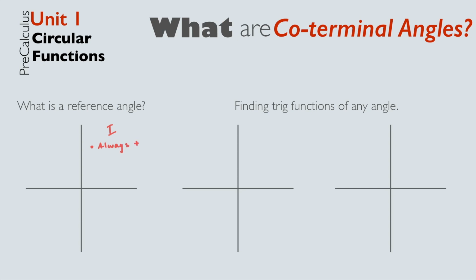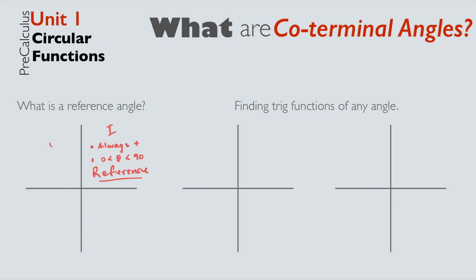Always positive. They are always between 0 and 90 degrees. They will never be 0 and never 90, but they can be anything in between. Now, the majority of the time that we're dealing with these reference angles will always be referring to a 30, 60, 90 or 45, 45, 90. So that's why we call it a reference angle, because it is trying to get you to recognize or refer to a common right triangle, a special right triangle.